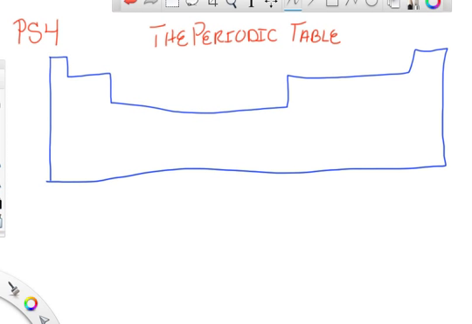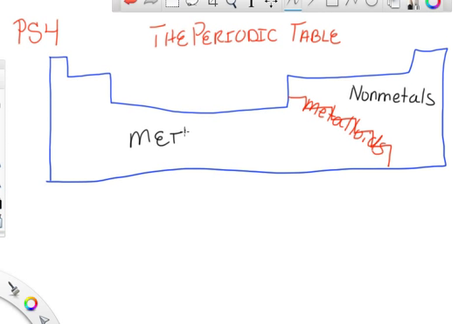well, remember that there's several parts. We need to identify right here the zigzag line. That's where the metalloids live. So I'm going to mark this with metalloids. Everything to the right of the zigzag line are considered nonmetals. Everything to the left of the zigzag line are going to be considered metals.